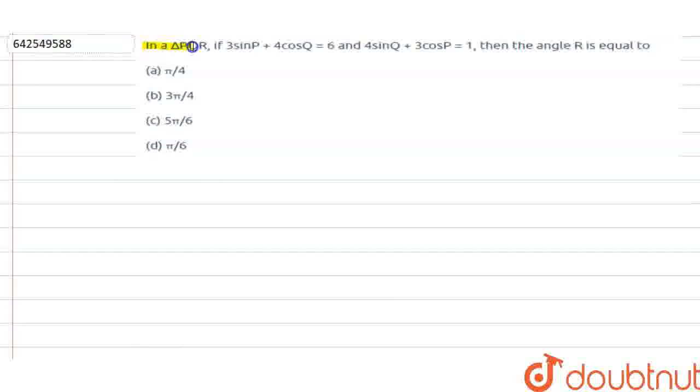Hello everyone, so our question is: in a triangle PQR, if 3 sin P plus 4 cos Q is equal to 6 and 4 sin Q plus 3 cos P is equal to 1, then the angle R is equal to what? We are given 4 options and we need to tell which option is correct.